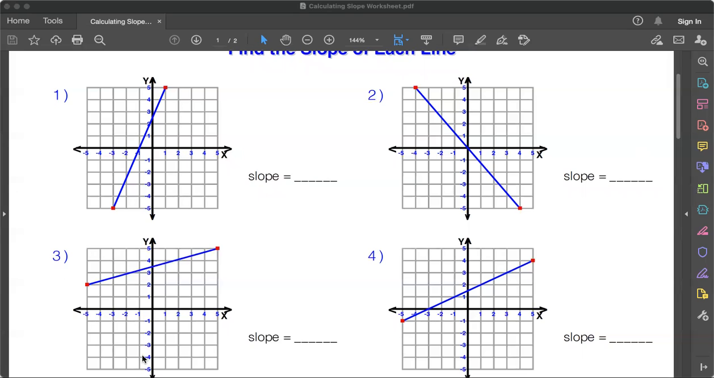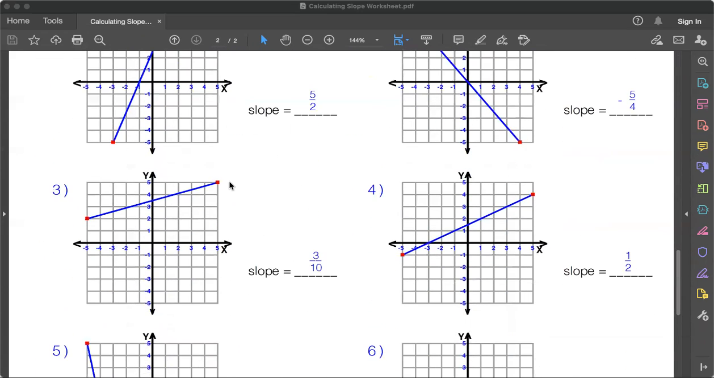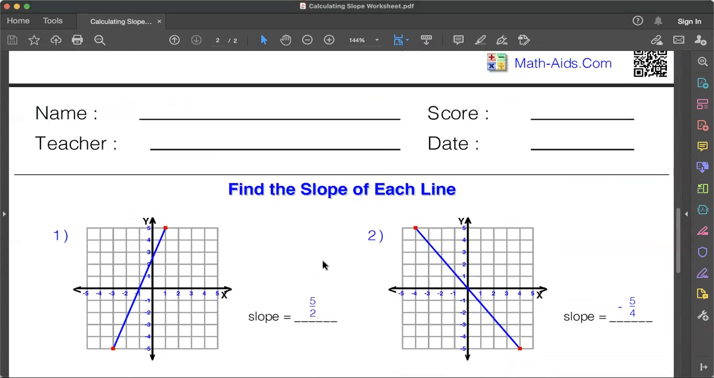So what would be the slope of this line if I were to use the American method of rise over run? How much space is going up? How many spaces going across? Uh, 3/10. That is correct. And as you can see here, for number three, 3/10 is the answer.